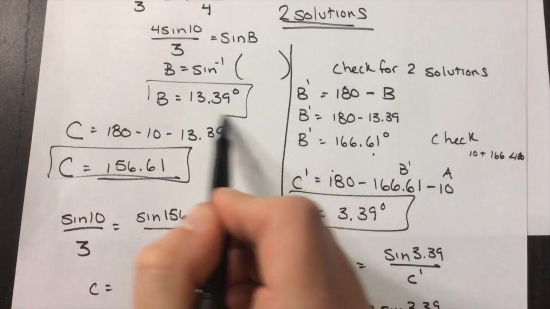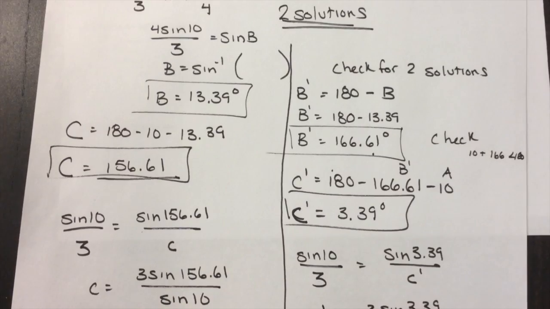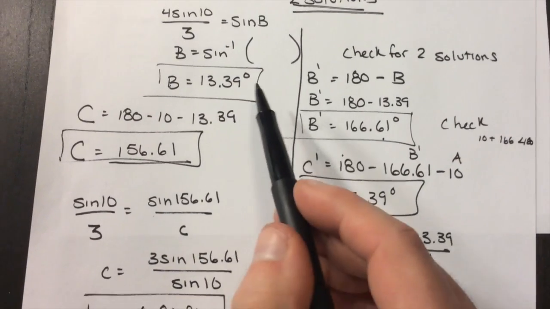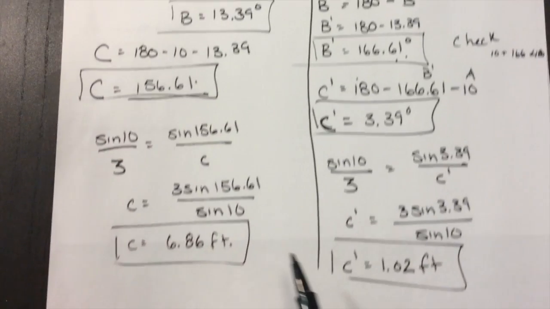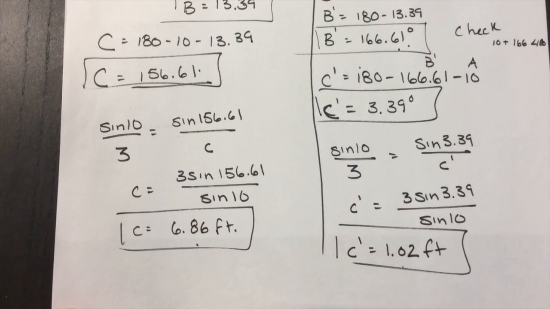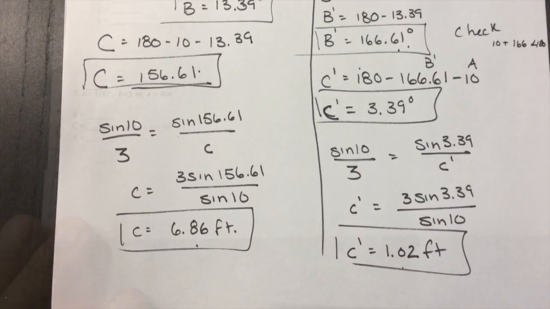So here, if I have two solutions, it's because B originally was these three things. So we have B, B prime, C, C prime, and little c prime. All right, let's try the next one.